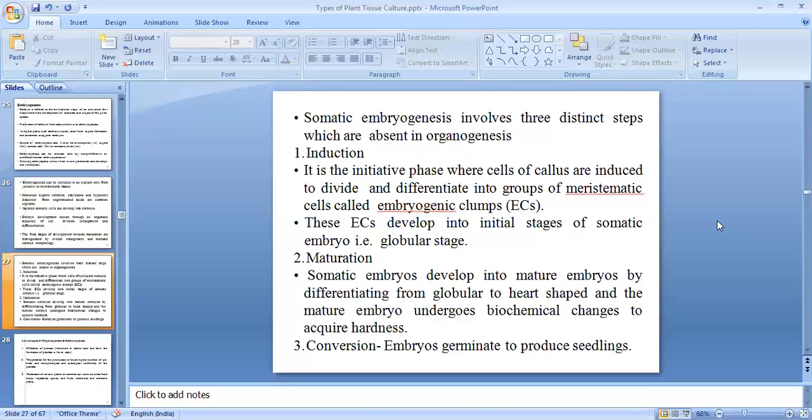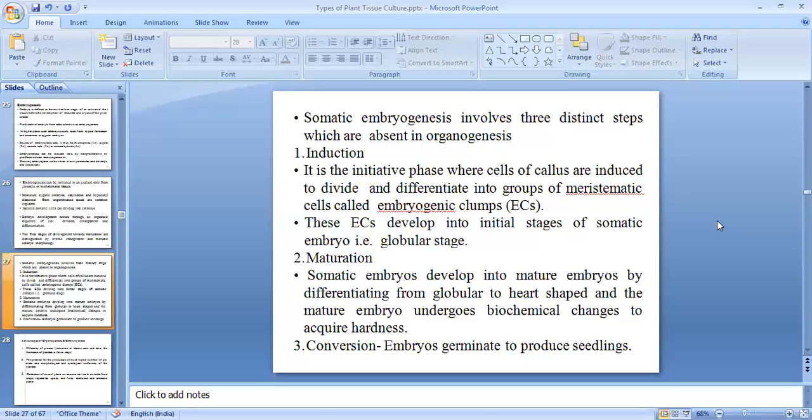Understood? The first step in somatic embryogenesis is induction. In this induction, what happens? From the cells of the callus, it divided into many number of cells and differentiate into group of meristematic cells, and these differentiated cells are called as embryogenic clumps. And these embryogenic clumps in the initial stage are called as the somatic embryo, that is otherwise called as globular stage. And next it enters into the second stage called as maturation.